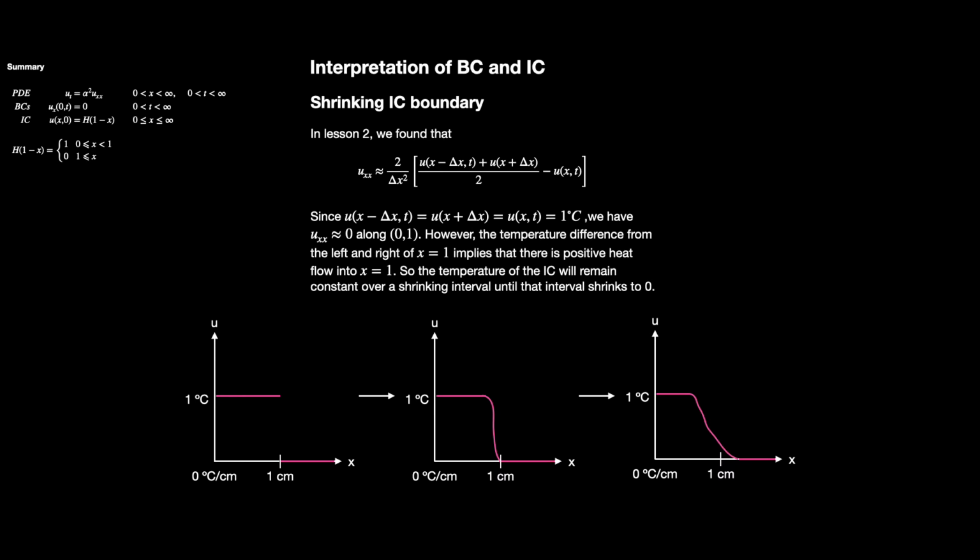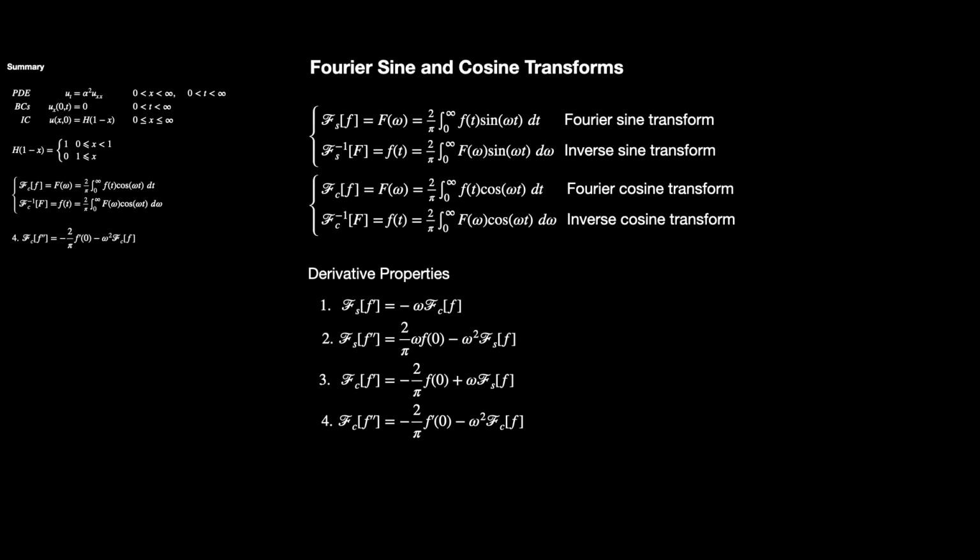And that's what we learned from lesson 2, where the temperature concavity is approximately equal to 2 divided by delta x squared times the average temperature near a point minus the temperature at the point. So we should expect that our actual final solution will have this behavior, at least initially. And since we're asked to use either a sine or cosine transform, we have to pick the one that is most useful for our problem.